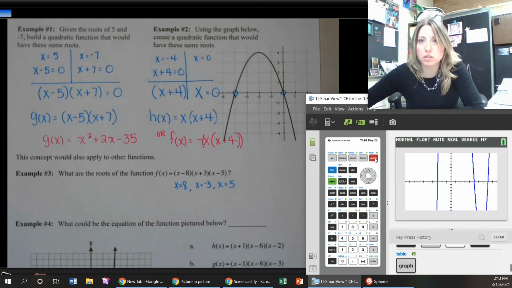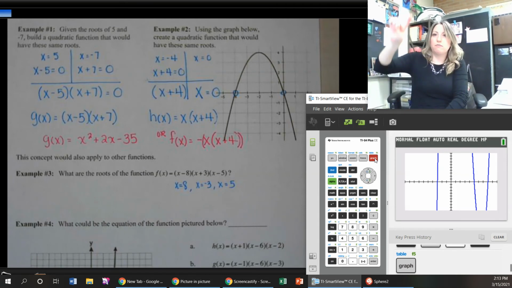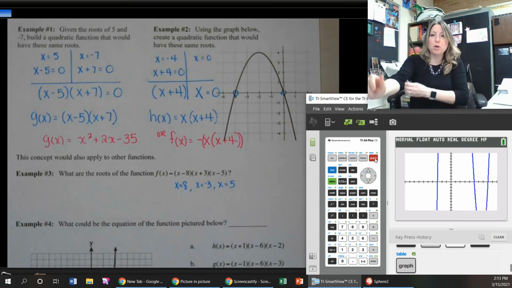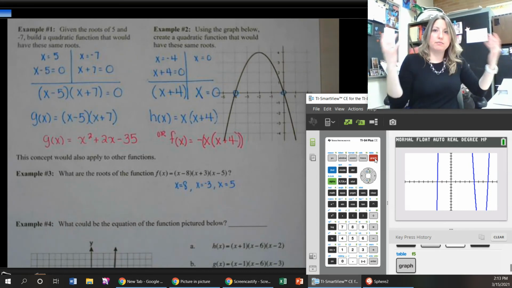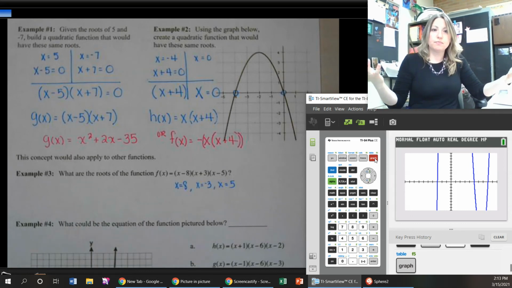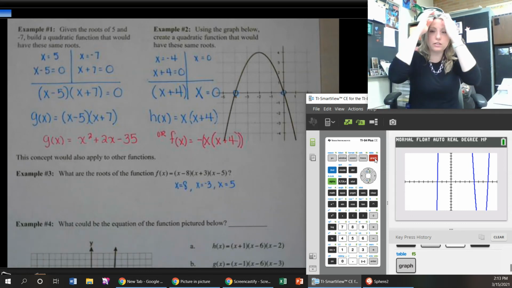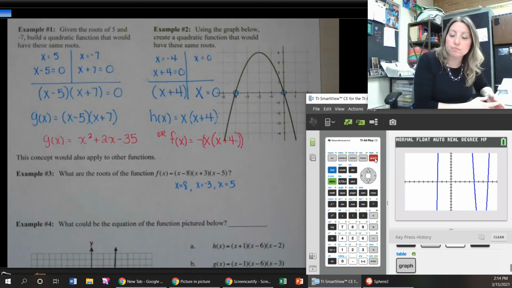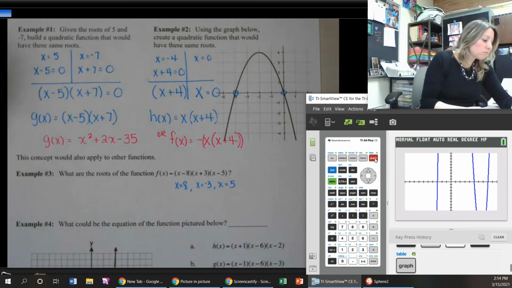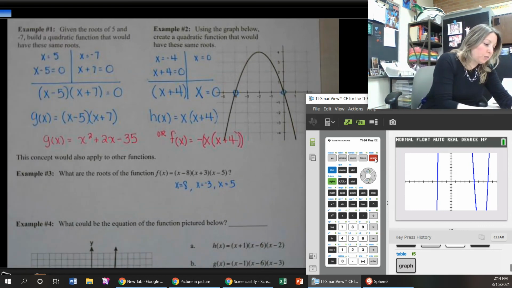Oh, okay, so it's kind of all over the place, right? This is actually cubic, so it does the vertical snake. But look at where my roots are. -3, +5, +8. Opposite signs of what's inside the binomial ends up being my roots. Okay. Now, what could the equation of this function be?